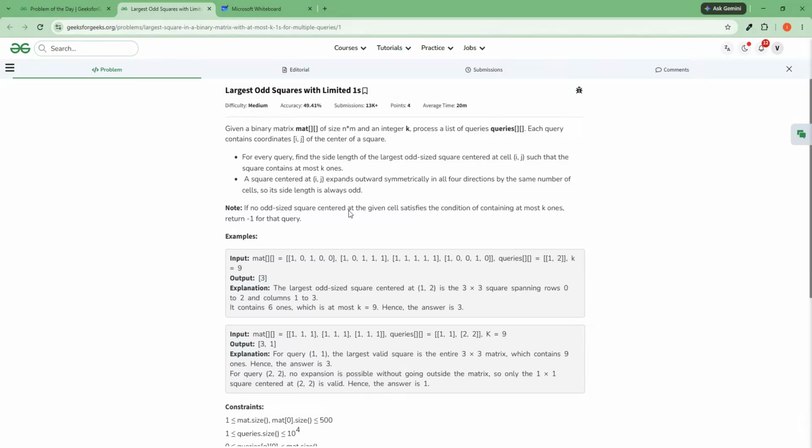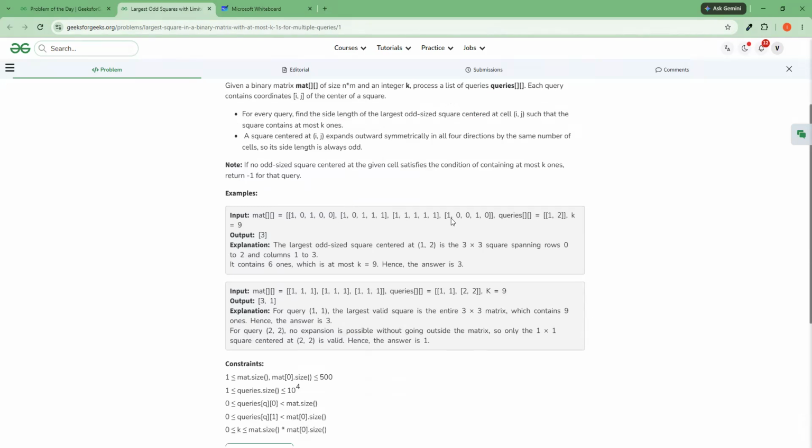What the problem is saying is we are given a 2D matrix of size n cross m, and n and m can be unequal or equal. It can contain any values, and we have to find the odd size square. Odd size square means the length of the square should be odd, and that square can have at most k ones.